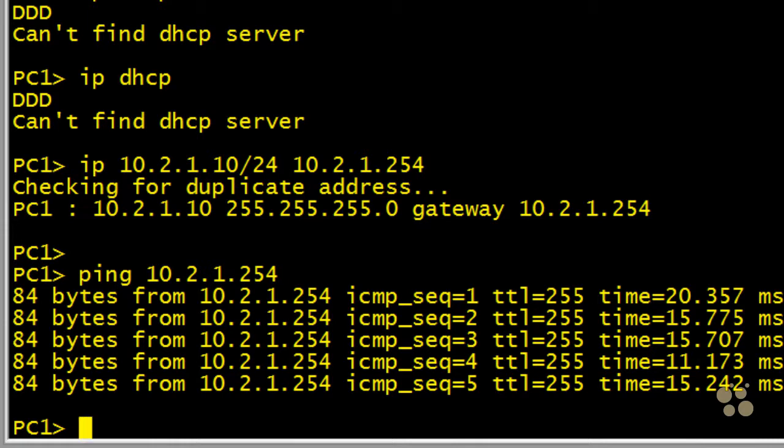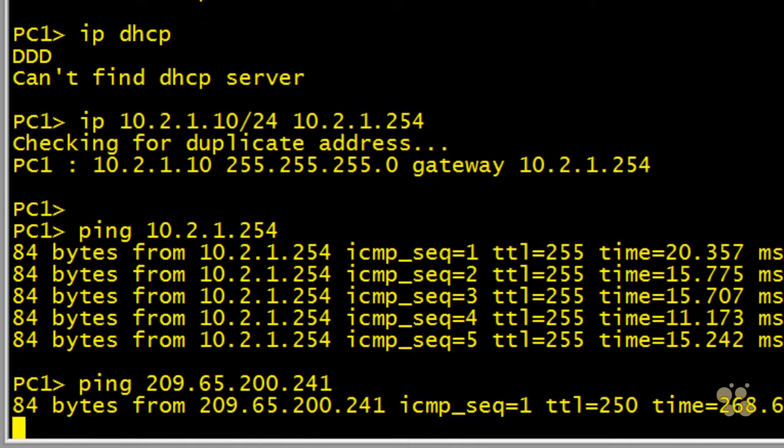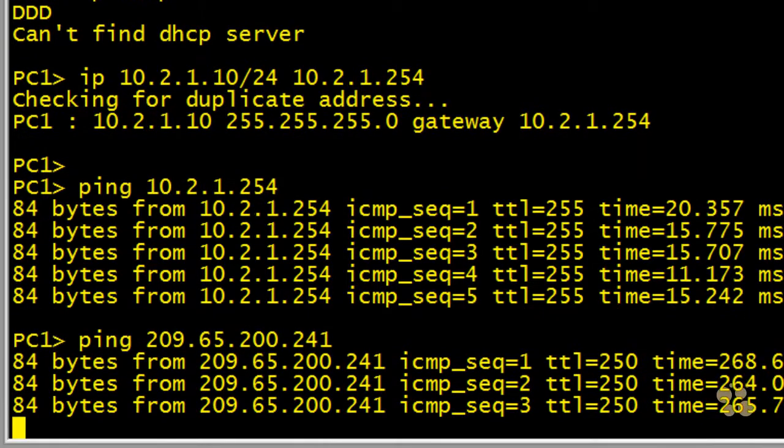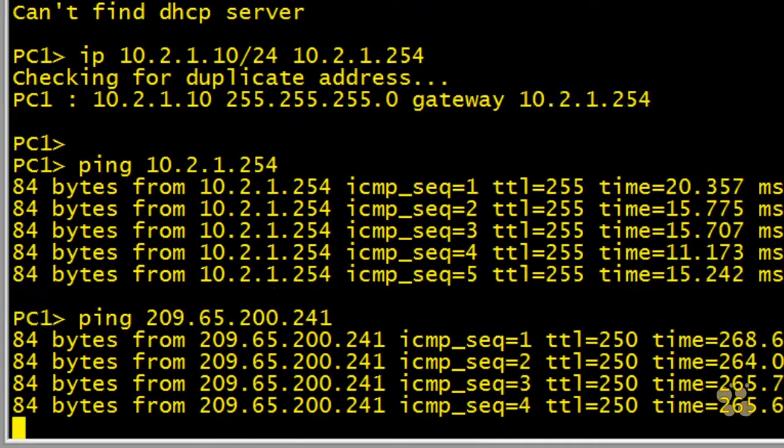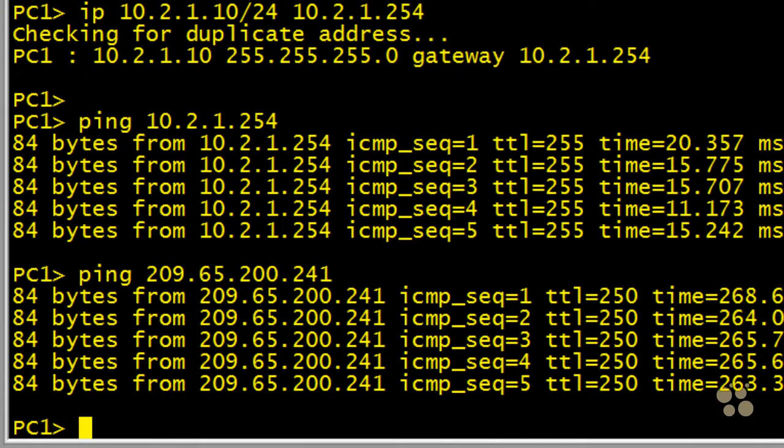So while we're here, let's go ahead and do a ping out to 209.65.200.241, which is the internet server, and that's working too. I guess problem solved. Well, the problem actually is that DHCP still isn't working. Even though we have a static IP address and we can reach out to the internet, the trouble ticket is probably looking for us to solve the DHCP issue. But at least we now know that the fault domain is DHCP related. That's the technology involved. So let's work our way out from PC1.